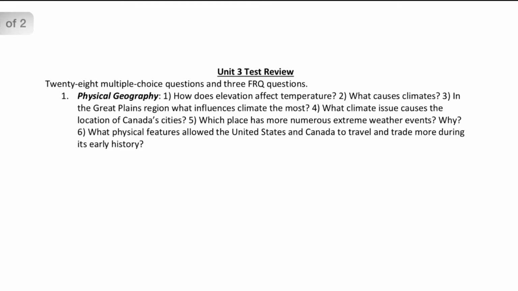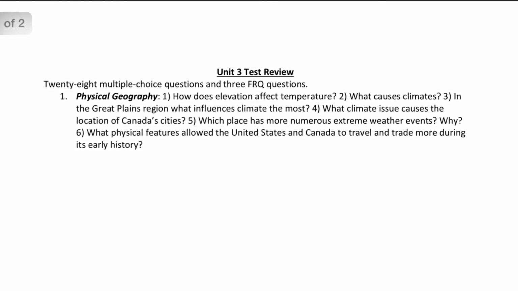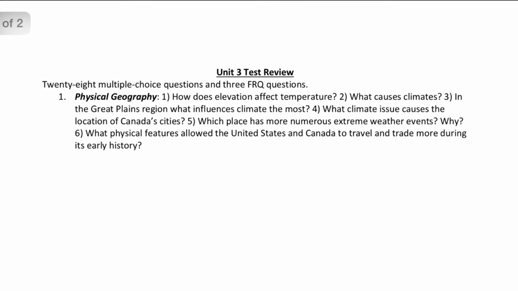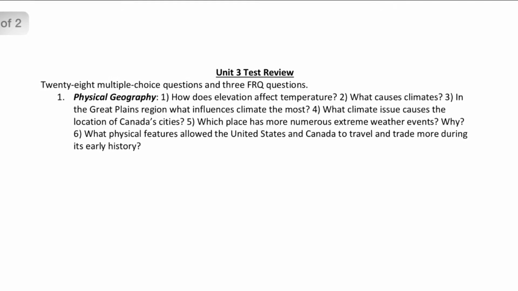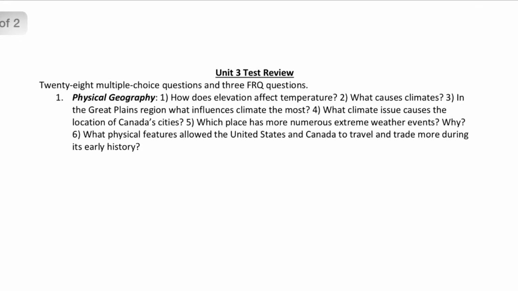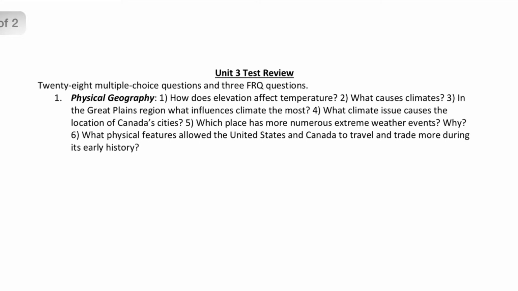And remember, the reason that works is the sun's rays reflect off of the surface of the earth. And so the further away from that reflection that you are, the colder it is going to be. All right, so the higher up you go, the further from the reflection you are, so the colder the temperature is going to be. Question number 2, what causes climates?